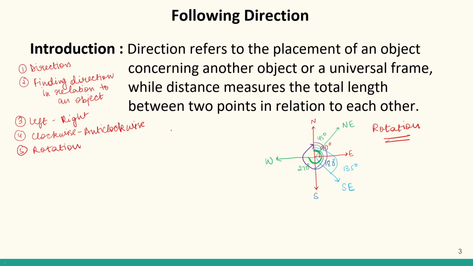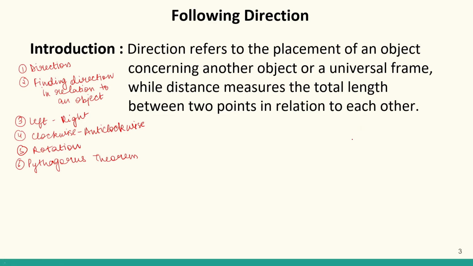Last but not the least is the concept of the Pythagoras theorem, also known as the Pythagorean theorem. So what do we mean by Pythagoras theorem? Let us understand. If A is standing here, B is standing here, and C is standing here, they form a triangle. And what kind of triangle do they form? They form a right angle triangle. This much is clear.